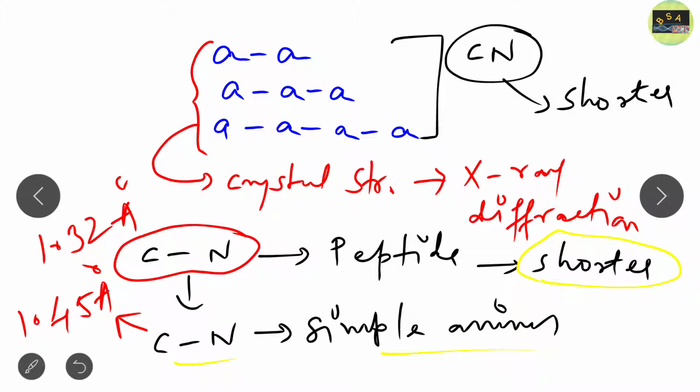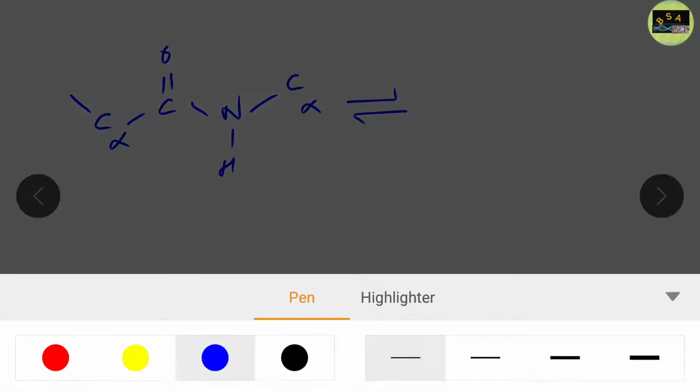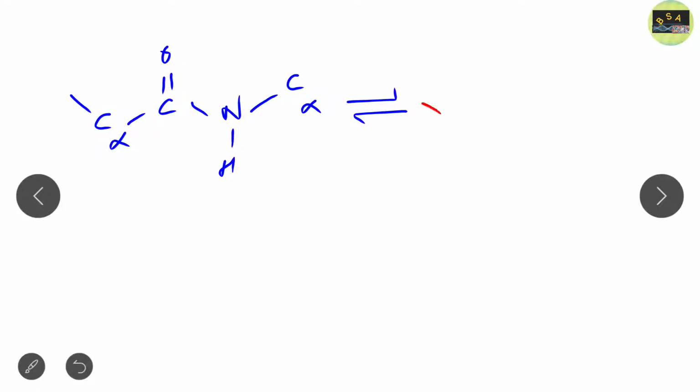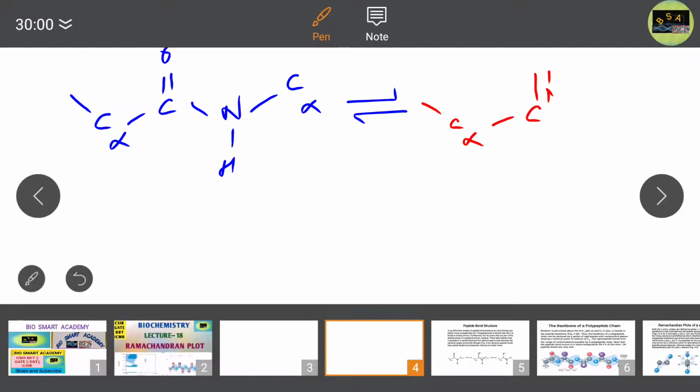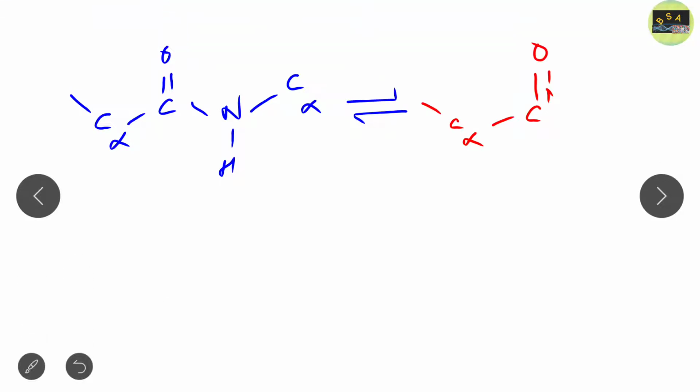Another important thing they noticed is that the peptide bond contains a partial double bond character. If you look at the structure of the peptide bond, you will find this is C alpha, this is C, with a double bond to O here, this is NH, and this is C alpha.